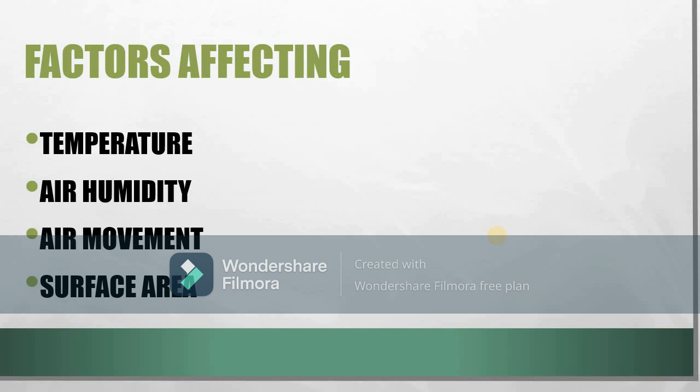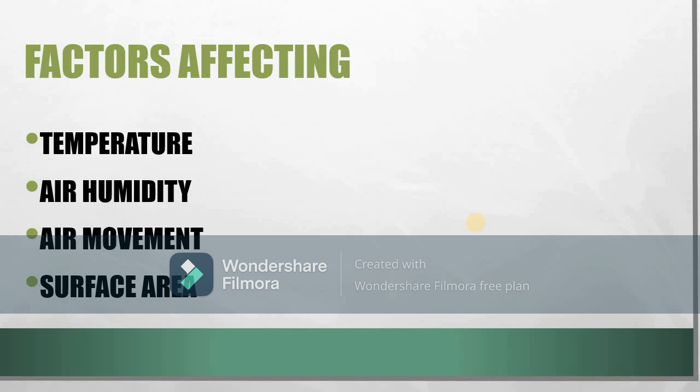The next thing is air humidity. When air is dry, water vapors diffuse more quickly from the surface of mesophyll cells into the leaf air spaces, and then into the air outside, and this increases the rate of transpiration. But if the air is humid, meaning water content is already present in the air, then there will be less loss of water from the leaves.